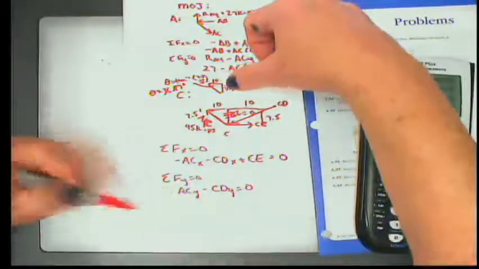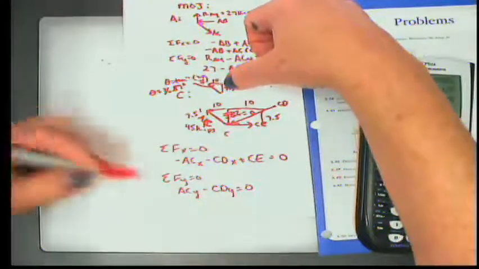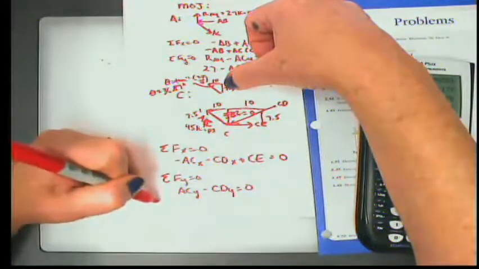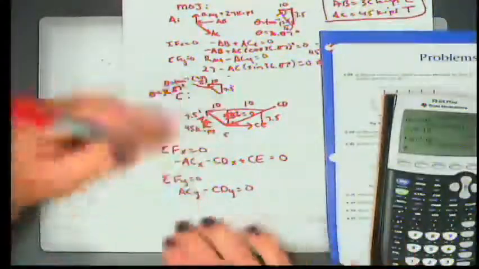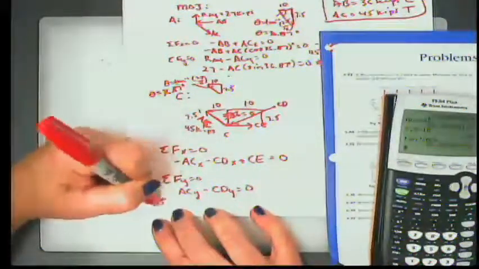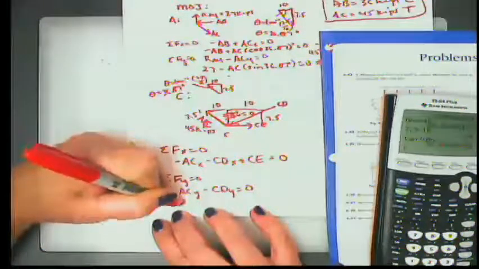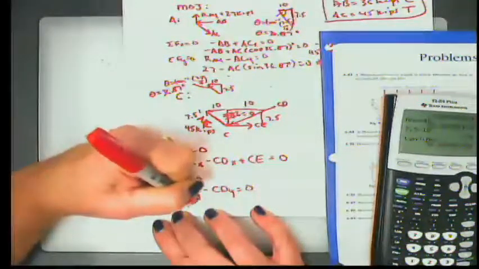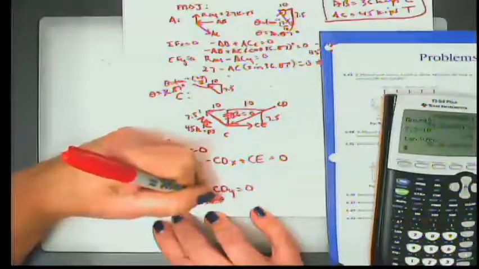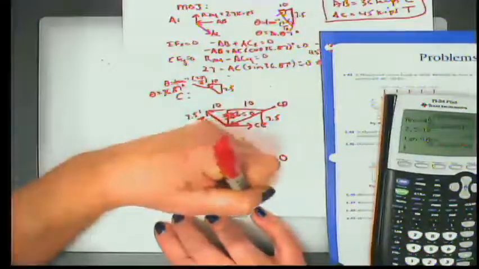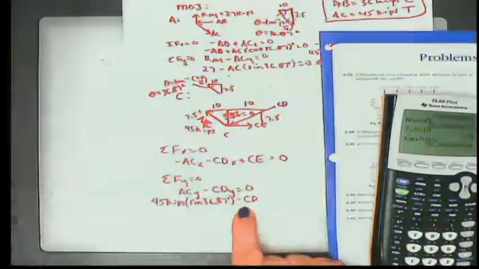All right, so in the y direction, y is opposite, so this is going to be AC, which we found has a value of 45 kips, times the sine, because it's opposite, of 36.87 degrees, minus CD, which is what we're looking for.